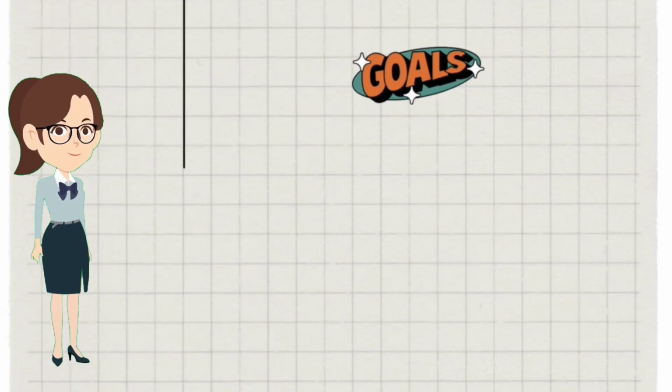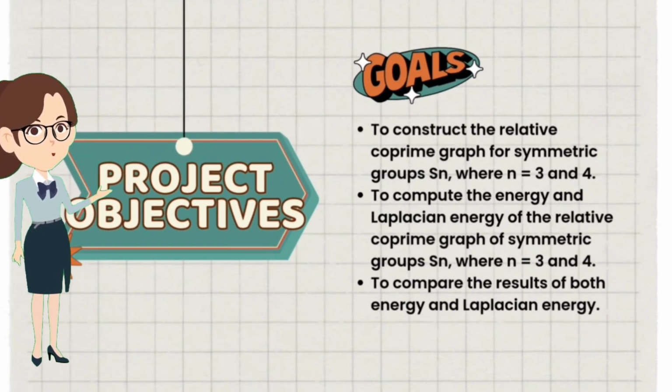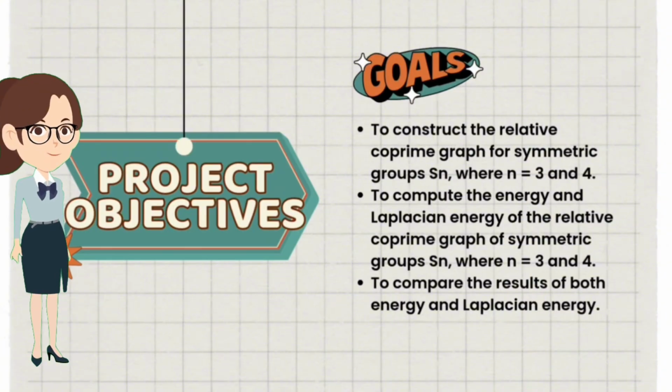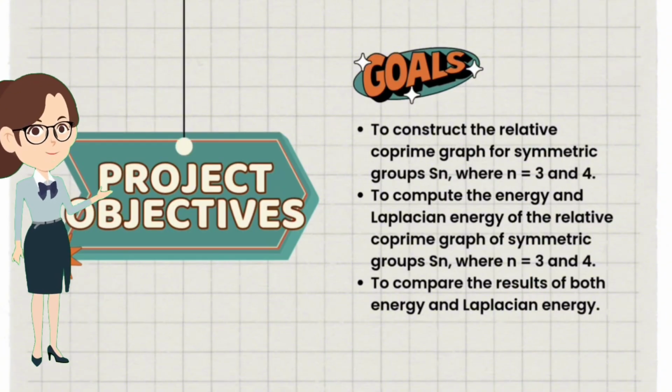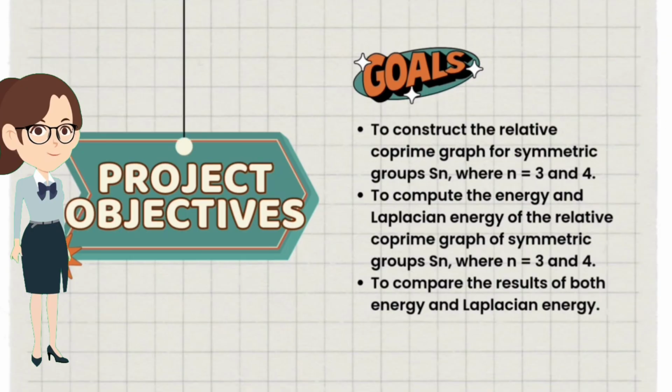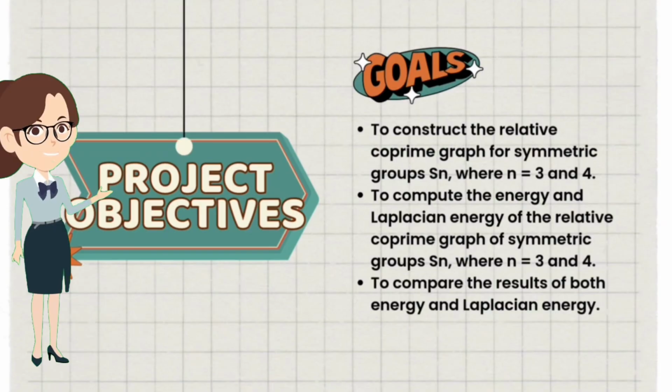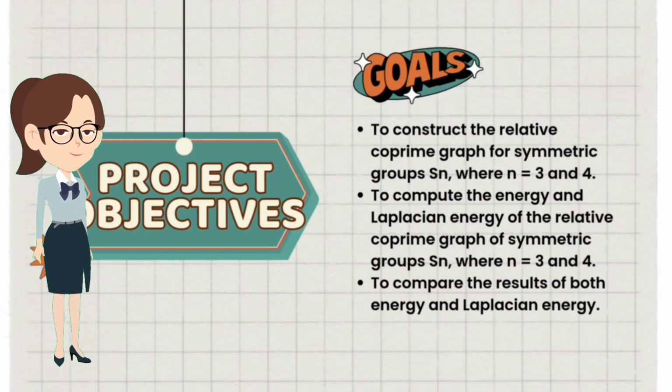Our study is guided by the following objectives. First, to construct the relative Coprime graph for symmetric groups Sn where n equals 3 and 4. Second, to compute the energy and Laplacian energy of the relative Coprime graph of symmetric groups Sn where n equals 3 and 4. Third, to compare the results of both energy and Laplacian energy.